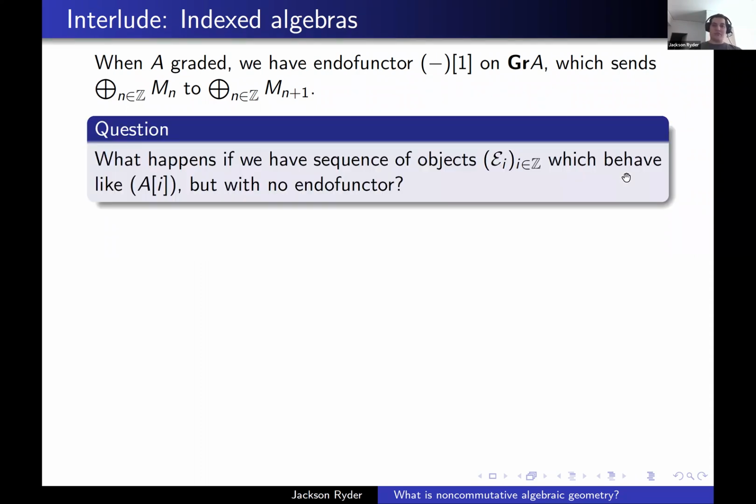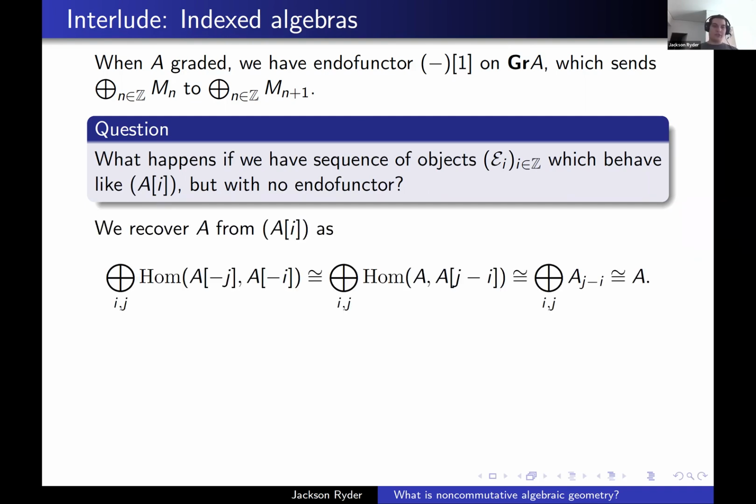So the question we pose is, what happens if we're working in some funky abelian category and we have a sequence of objects that look like all the different shifts of our graded ring? So here this shift I just means applying the shift 1 functor I times. So what if we have something that looks like this, but we don't have any endofunctor that we can find lying around?